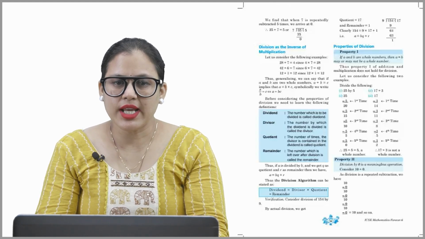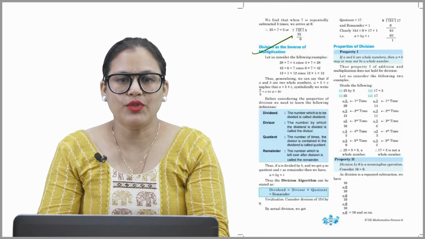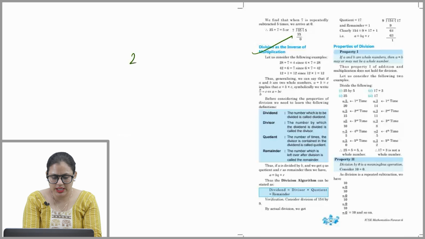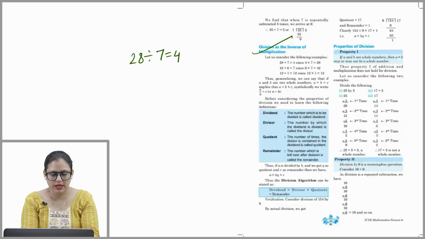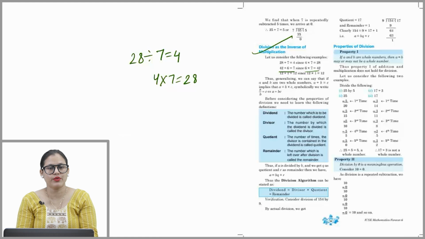Division as the inverse of multiplication. Let us consider the following examples. 28 divided by 7 is equal to 4, and 4 into 7 is equal to 28. Similarly, 42 divided by 6 is equal to 7, since 6 into 7 is equal to 42.